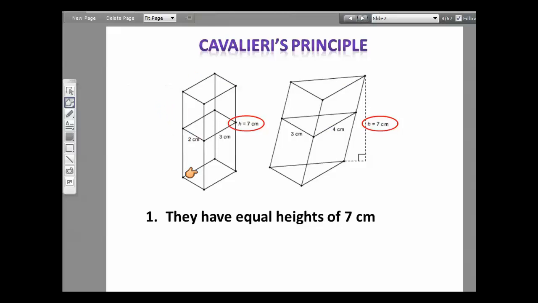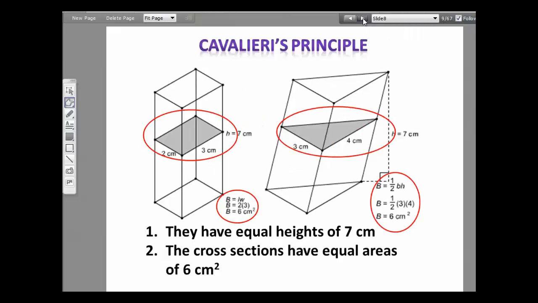Alright, so let's look at these two prisms. We have a rectangular prism right here, and we have this triangular prism, but it's not right, it's oblique. What I want to point out is it doesn't matter if it's two right prisms, two oblique prisms, or one right and one oblique. What we're going to look for first, remember in our definition, is that they have to have equal heights. This rectangular prism has a height of 7 centimeters, and this triangular prism also has a height of 7 centimeters. They have to have equal heights in order for this principle to work.